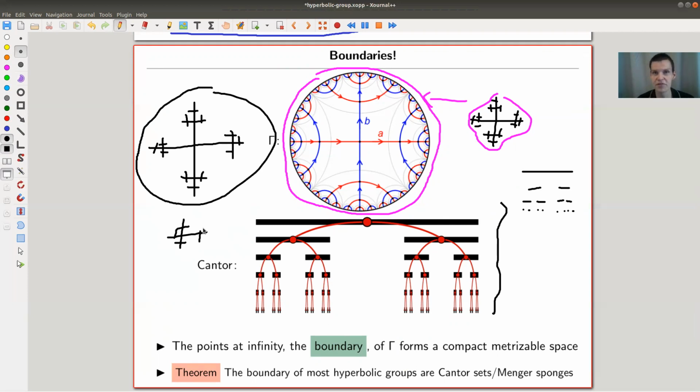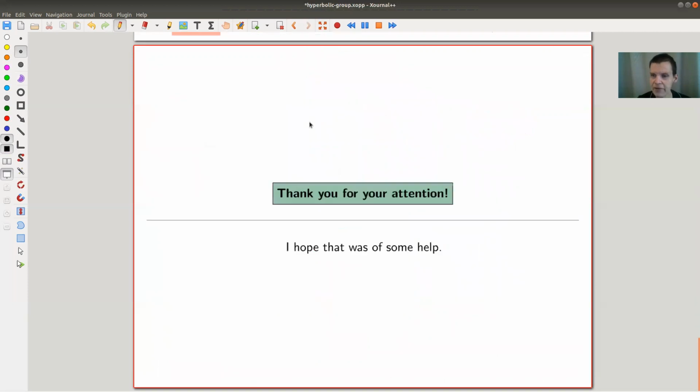And these so-called boundary points at infinity also form a metric space, or a metrizable compact space. And another theorem here, really beautiful, is that most hyperbolic groups actually have Cantor sets, or more generally something like a Menger sponge, if you want to think about something higher dimensional, as a boundary, which I find very nice. So here we have a connection from groups to Cantor sets, which is a really cool connection. Anyway, let me wrap up.